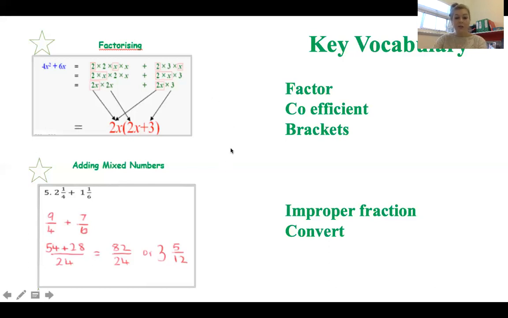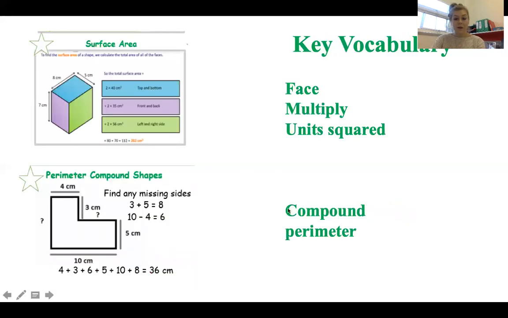So the skills that we need for these 2 topics: to factorise, you need to be able to factorise an expression, and to add mixed numbers, you need to be able to add mixed numbers with the same denominator and also add mixed numbers with different denominators. The final 2 topics on this first knowledge organiser are surface area and perimeter of compound shapes.